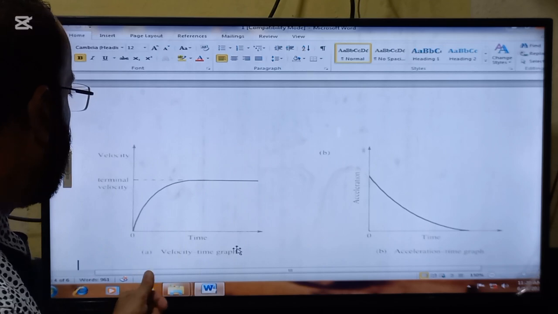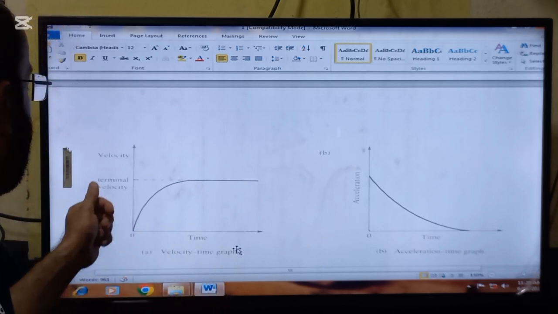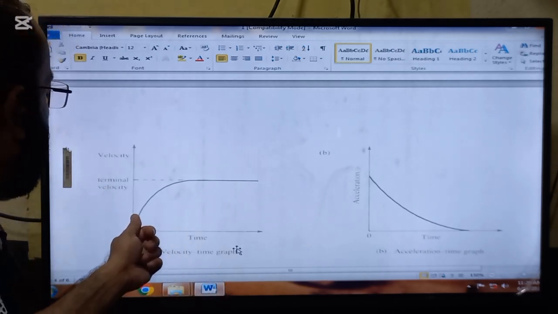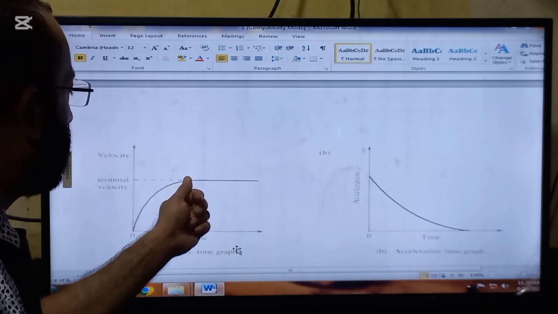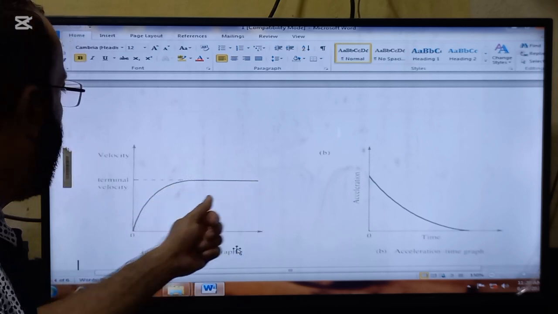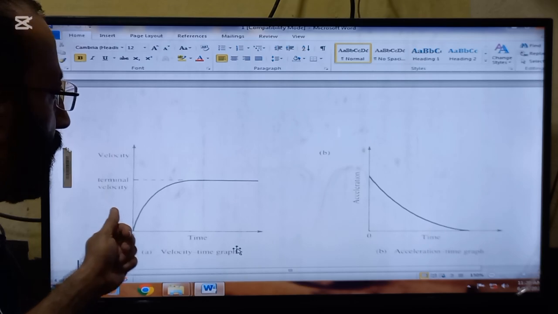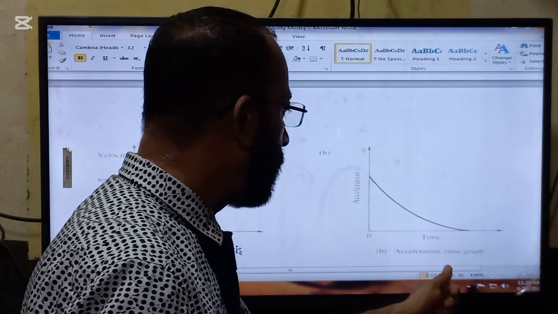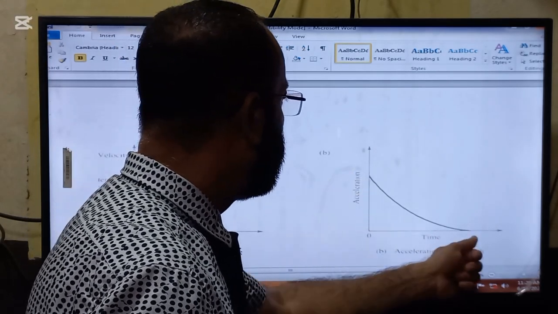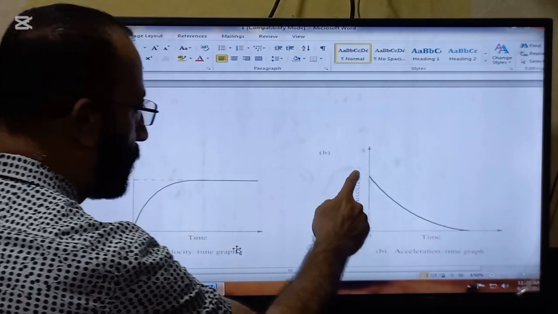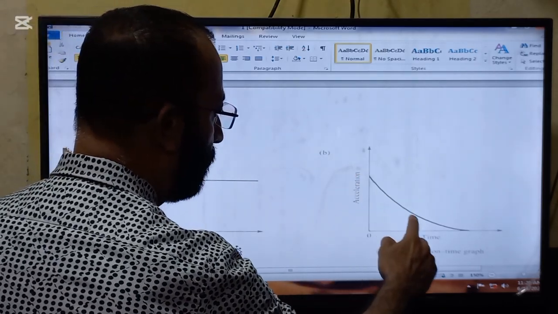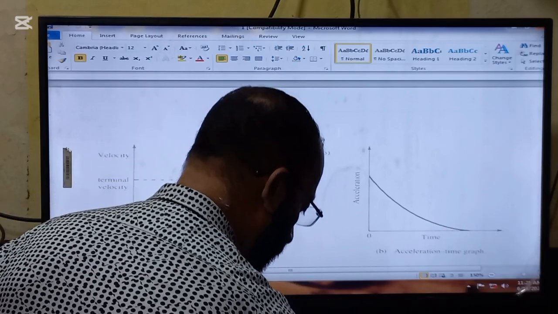This is the velocity-time graph for terminal velocity, because first the velocity will increase and gradually the increase will slow, and after that a constant velocity will be gained, which is called terminal velocity. And here is the acceleration-time graph, because at first the acceleration will be increased and after that the acceleration will decrease.